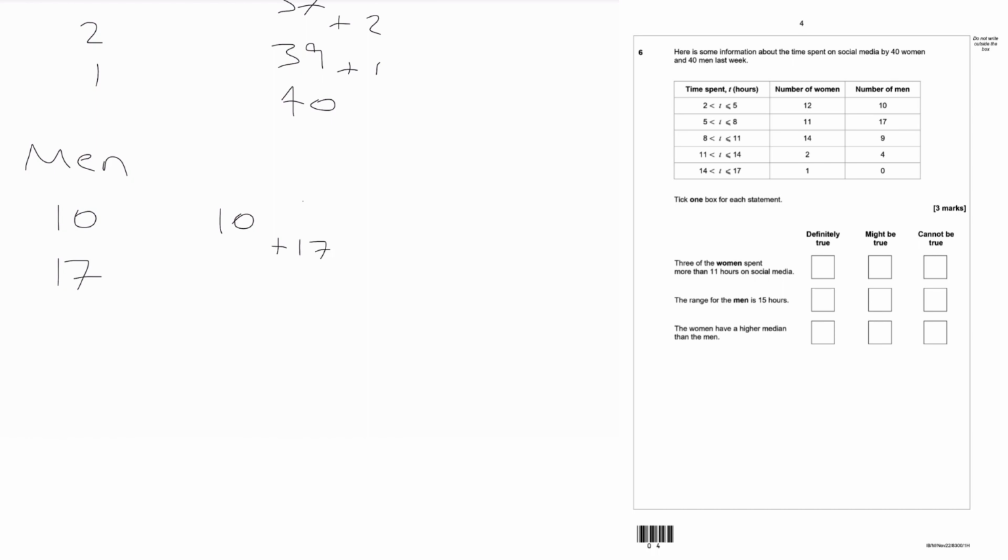So basically, what we were looking for is in which interval was the 20th person situated. So we can see that for the women, we get to 23. So we go from 12 to 23. So we know that in that greater than 5 and equal to or less than 8 interval was where that 20th person occurred. Likewise for the men, we go from 10 to 27. So we know that likewise the 20th person was in the range greater than 5 and equal to or less than 8. So we know that the median value occurred in that range.